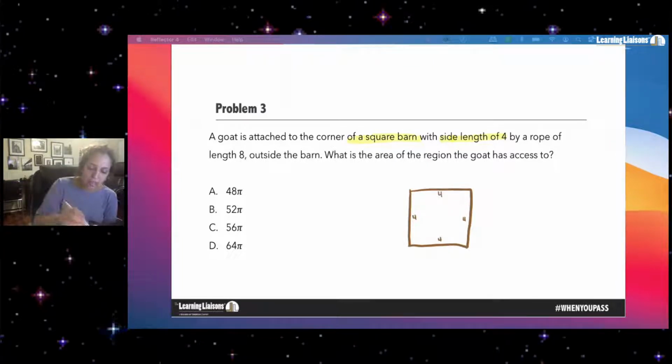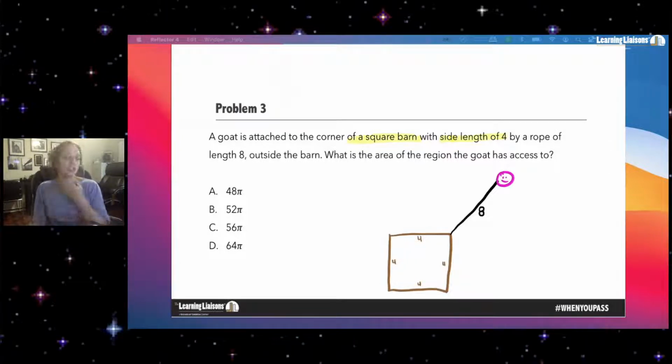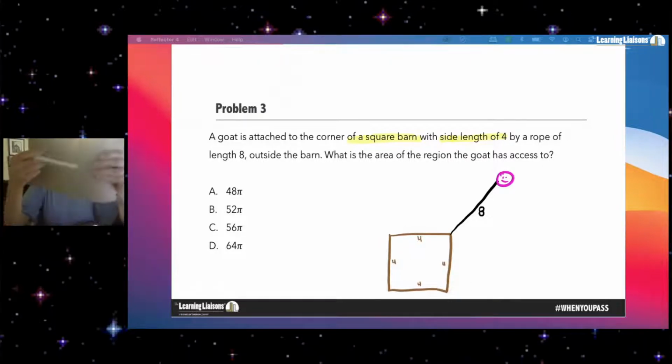Then it says that the goat is attached to the corner of the barn with a rope of length 8. So the rope is 8 units long. And then here's our goat. Okay, I'm not an artist, so I'm not going to attempt to draw a goat. Then they've asked, what is the area of the region the goat has access to? So if we have a pivot point and I have a rope, I'm going to try to show you this. All right, here's a nice solid thing. Let's say that this is the rope and he's attached here. What's going to happen as he walks? What shape is that going to create?